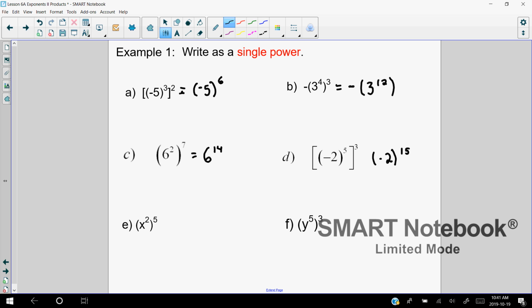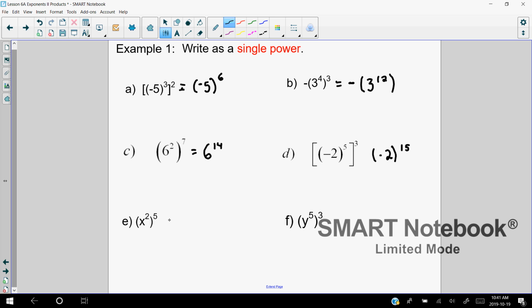The placement of your brackets is really important for D. You need to leave your base of negative 2 in brackets in order for the answer to be correct. Now let's try with variables. Multiply the exponents and multiply the exponents. y to the power of 15. Seems easy enough. So let's step it up a notch.